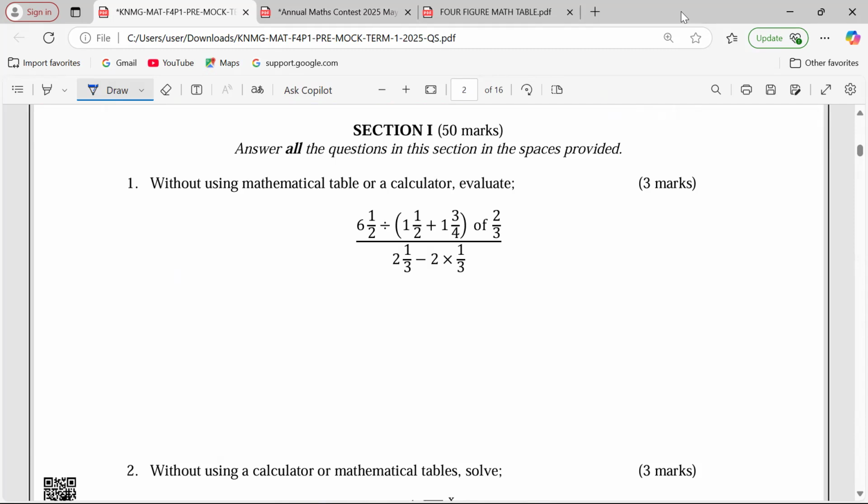Number 1, without using mathematical table or a calculator, evaluate 6.5 divided by 1.5 plus 1 3/4 of 2/3, then out of 2 1/3 minus 2 multiplied by 1/3. All right.